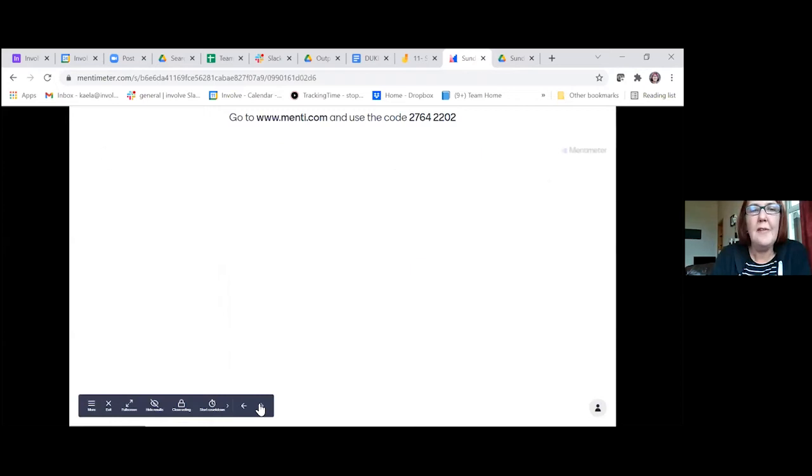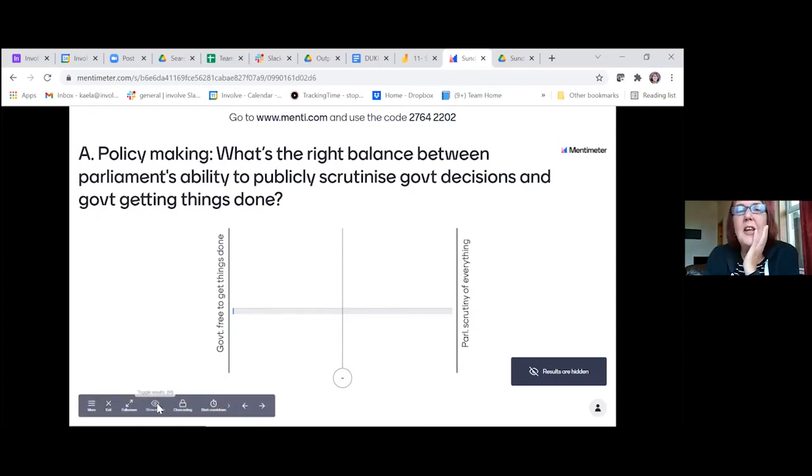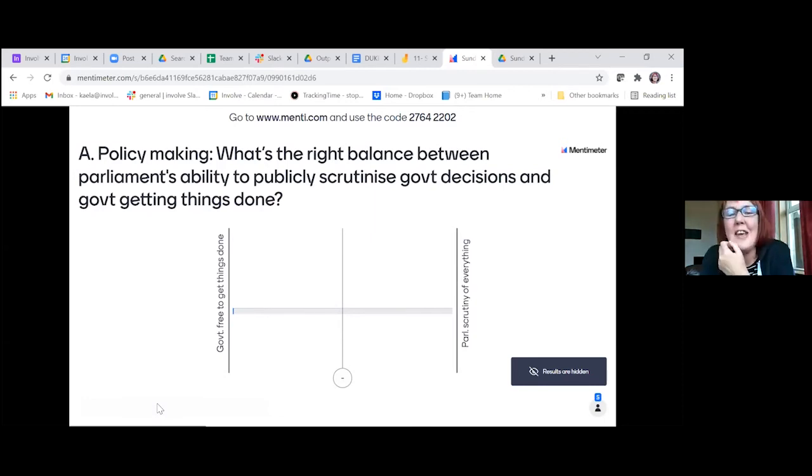Okay, so the first question we have for you is A. It's the one we had about policy making. It's asking you, what do you think is the right balance between Parliament's ability to publicly scrutinise government decisions and government getting things done? So if you think that government being free to get things done is right down the end, on the government side, you'd be voting with a 1. If you were right in the middle, you'd be voting with a 4. And if you were more towards the end, completely parliamentary, you'd be voting with a 7, or anywhere in between along the scale.